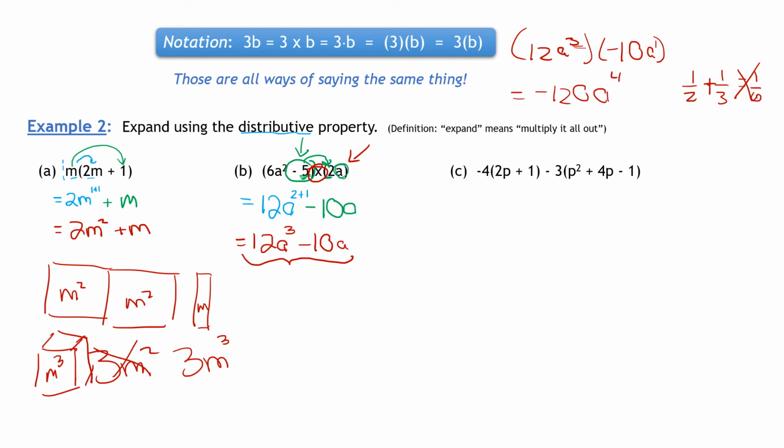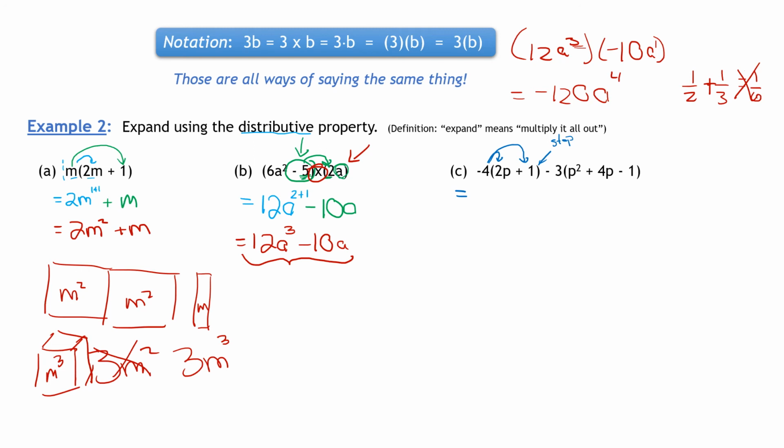Okay, let's go to part C. This one's even more complicated. So the -4, let's start with that. That's touching the bracket. That has to come in with multiplication to both of these terms. And then the bracket stops it, right? The bracket stops that -4 from going any further.